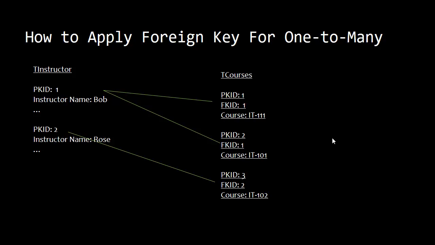All right. Okay. Finally, as you see here, Rose, another instructor, she's teaching IT 102, and that's represented by her foreign key 2, which is representative of her primary key back here.